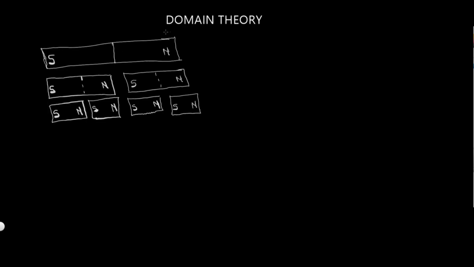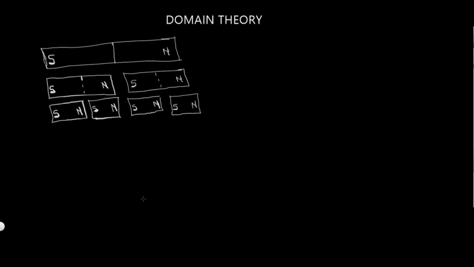So that is all about domains theory, which basically is just telling you that whenever you break or cut a magnet, the magnet will retain its magnetism, each part having both a north pole and a south pole. So if you break it, it will also have a south pole and a north pole. That is all about domains theory.